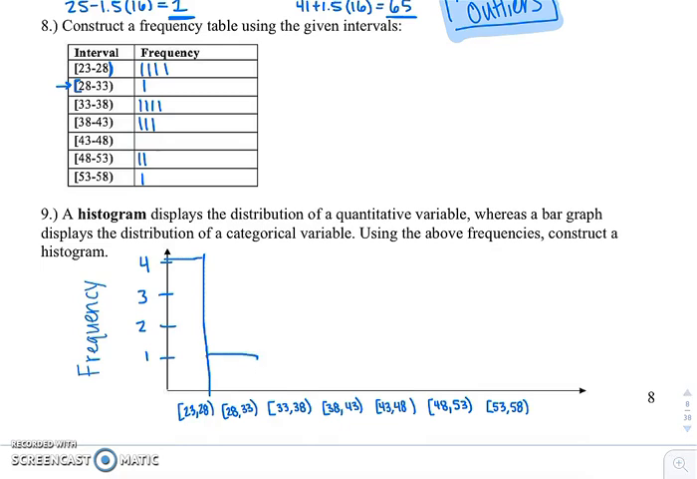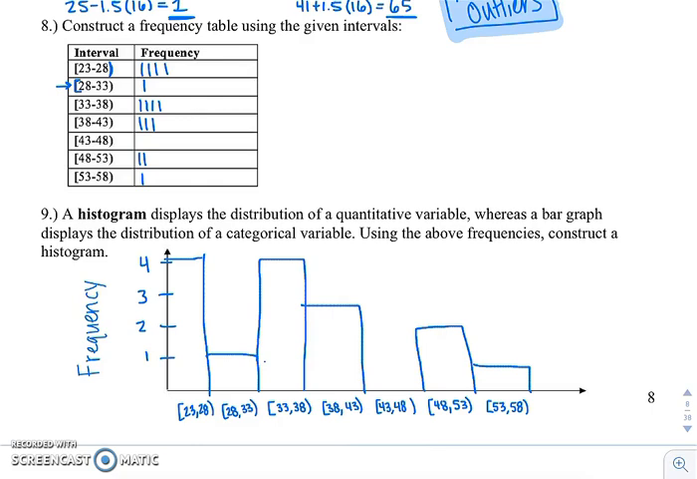So for a histogram, these bars need to be touching. There should be no gaps because it's right from one to the other. So no gaps here, right next to each other, touching. 33 to 38, there were 4. 38 to 43, there were 3. 43 to 48, there were none, so it is okay to leave a gap there. 48 to 53, there were 2. And then 53 to 58, there was 1.